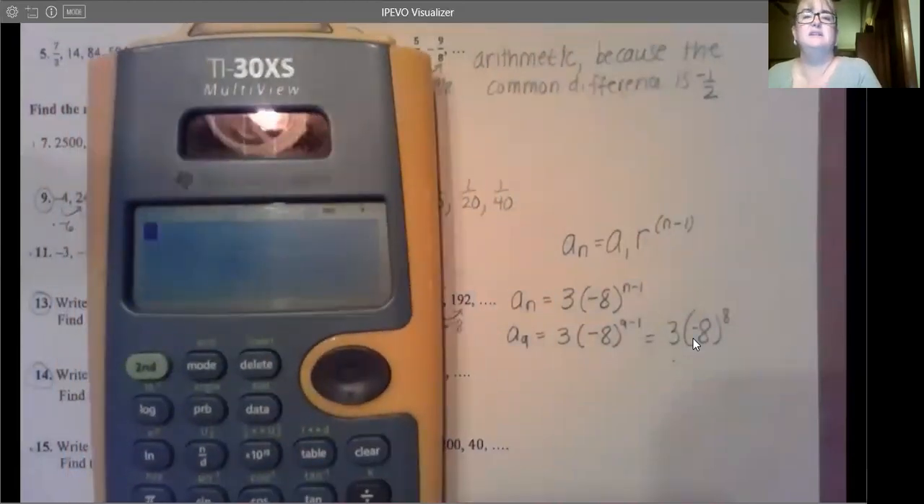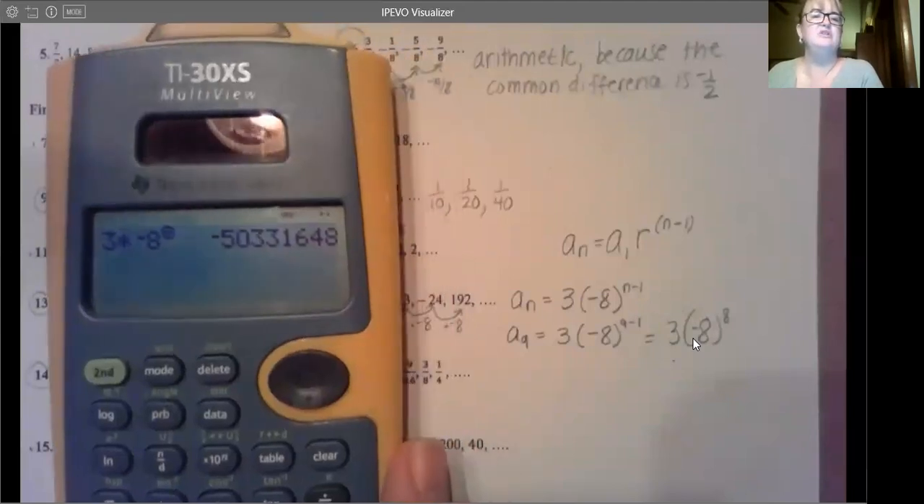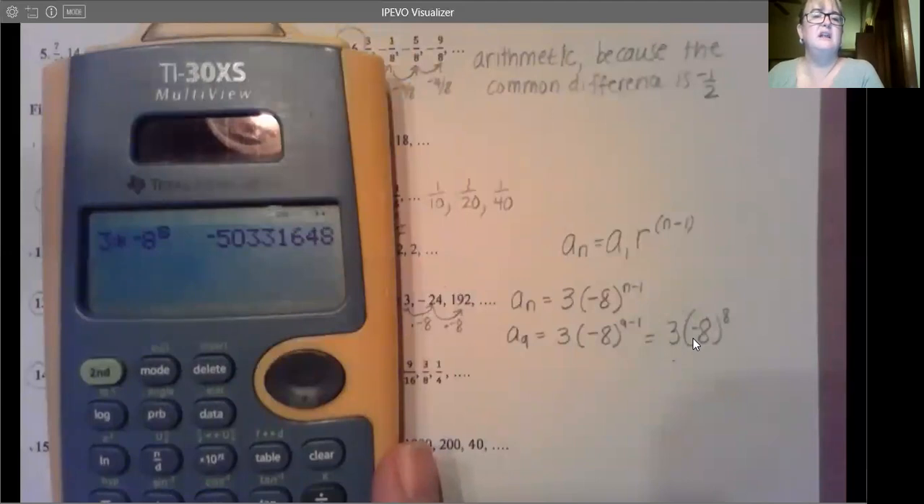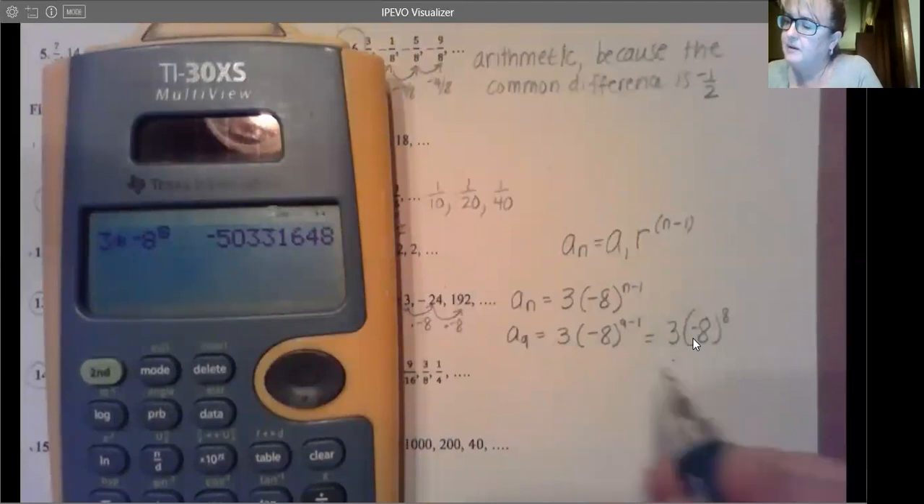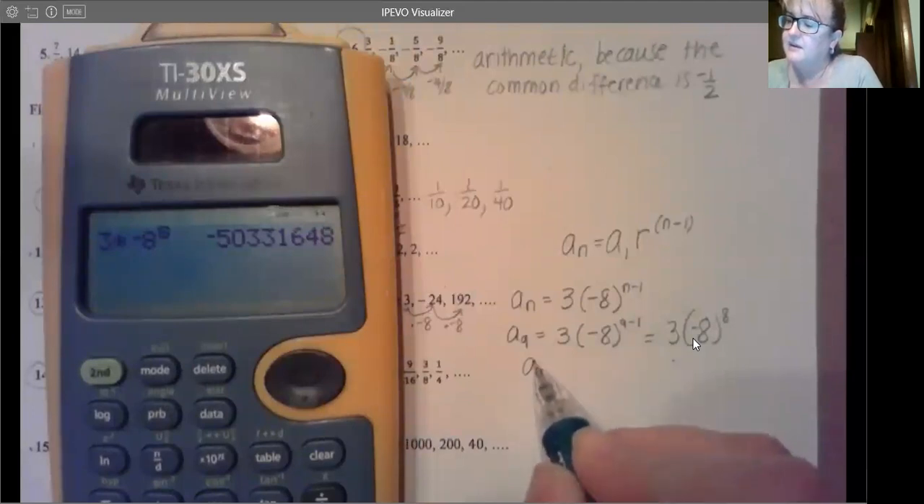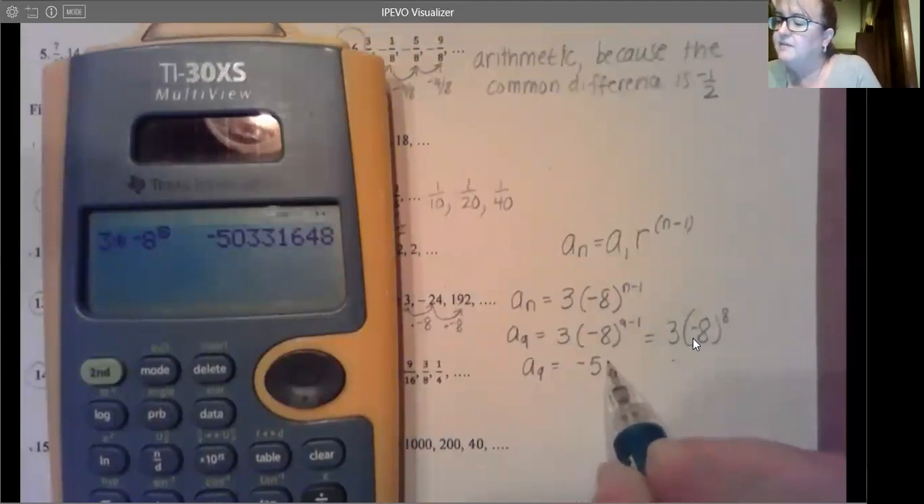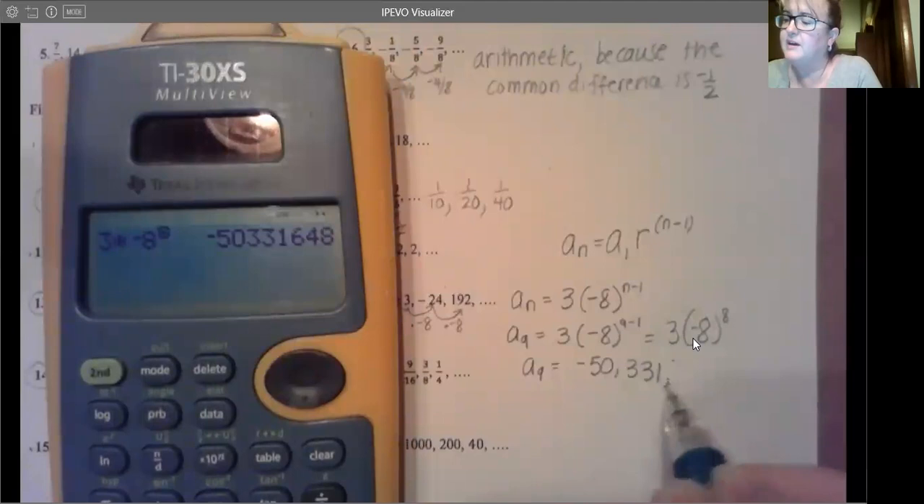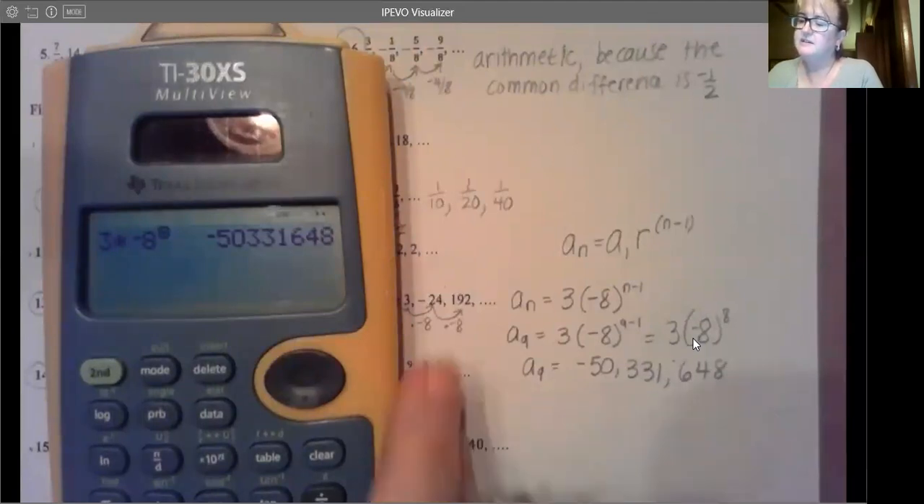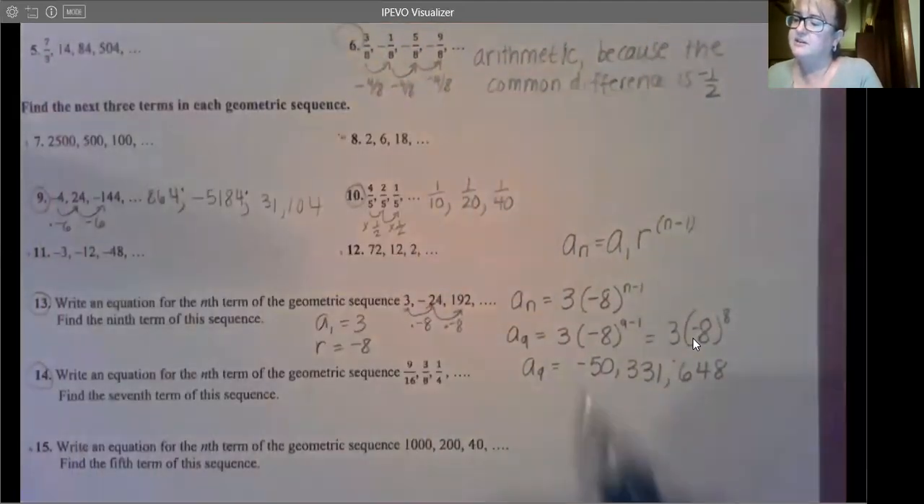So I am going to do 3 times negative 8 raised to the 8th power. And that equals a huge number. Negative 50,331,648. So A sub 9 is negative 50,331,648. Whew, that is 13.